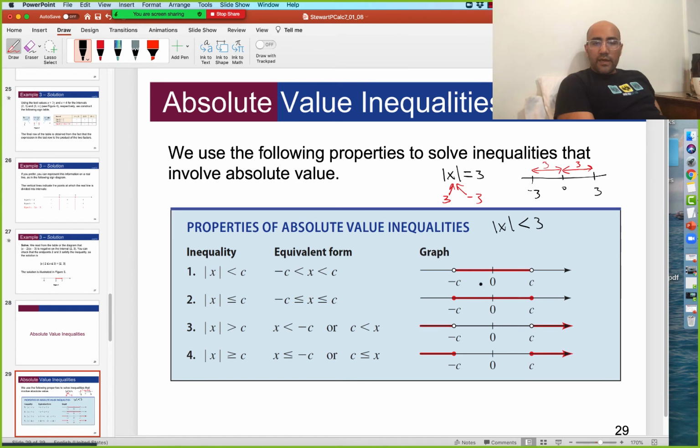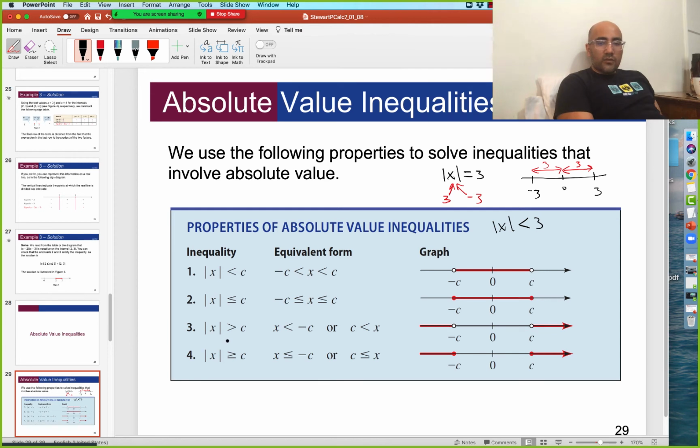So that's how we get this graph here. Any value trapped between negative c and positive c makes this inequality true. So by definition, the absolute value of x is less than a constant means that x is all the values trapped between negative c and positive c. Similarly, if we had less than or equal to, then all we have to do is introduce the fact that we're allowing it to be that endpoint. So absolute value of x is less than or equal to c means that x is all the values that are greater than or equal to negative c but less than or equal to c.